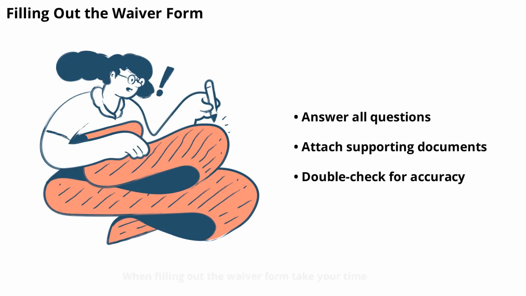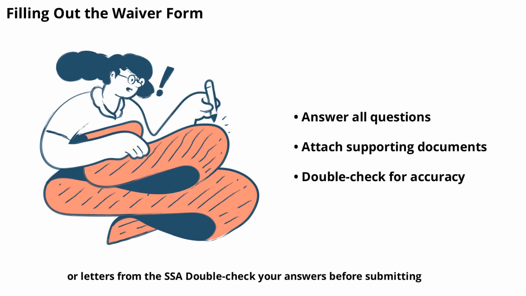When filling out the waiver form, take your time. Read each question carefully and answer truthfully. You'll need to provide information about your income, expenses, and why you believe the overpayment wasn't your fault. Attach any supporting documents, such as pay stubs, bills, or letters from the SSA. Double-check your answers before submitting.